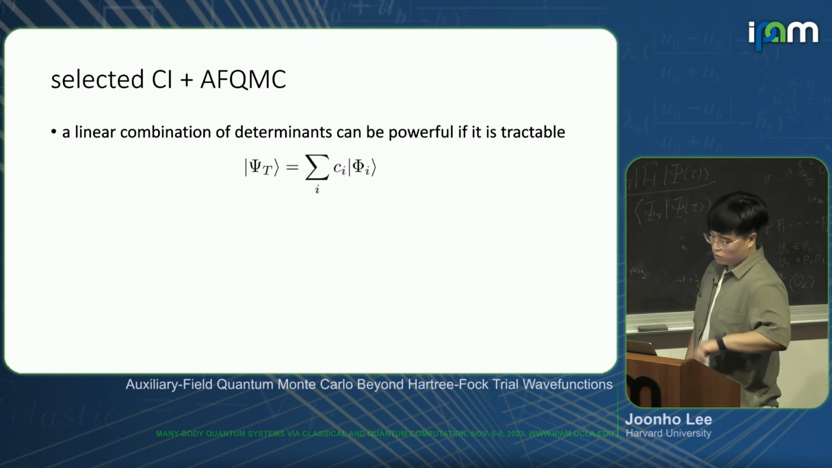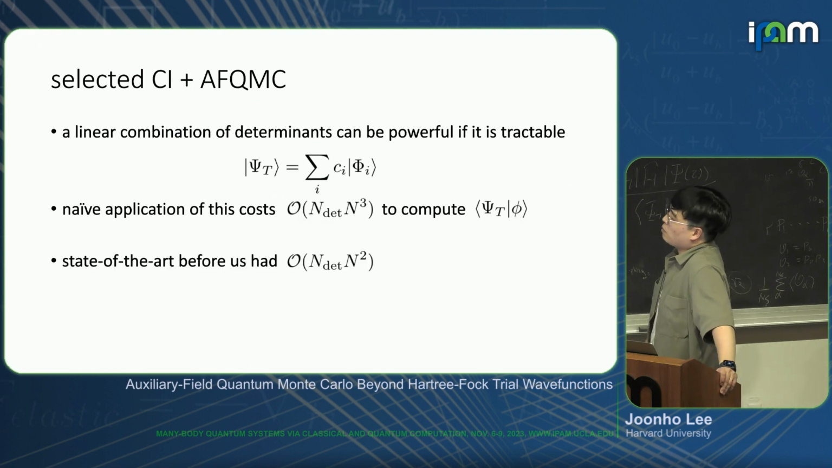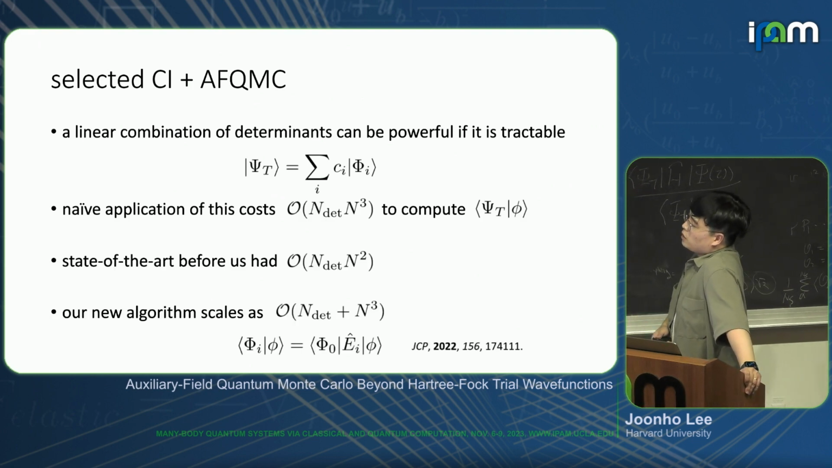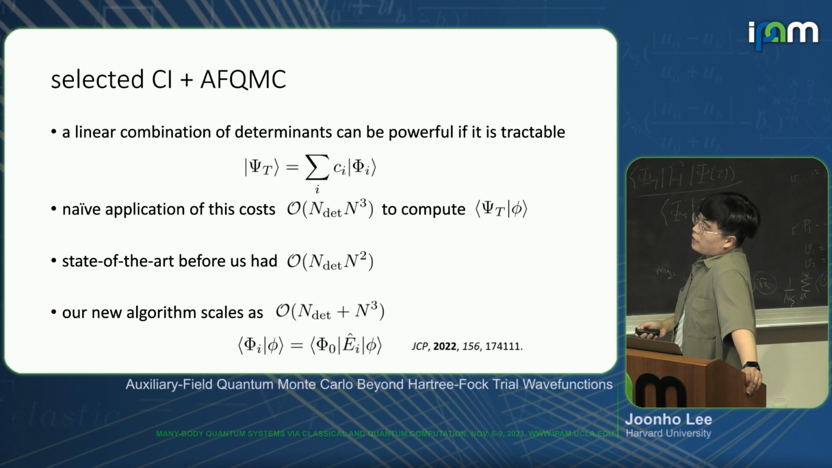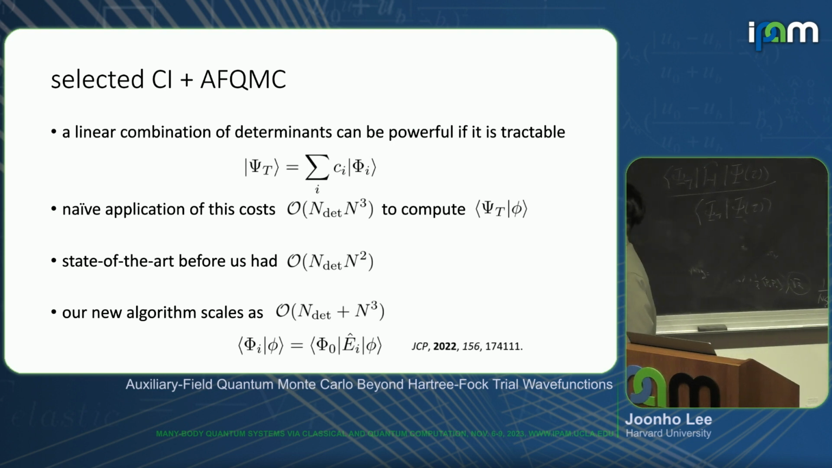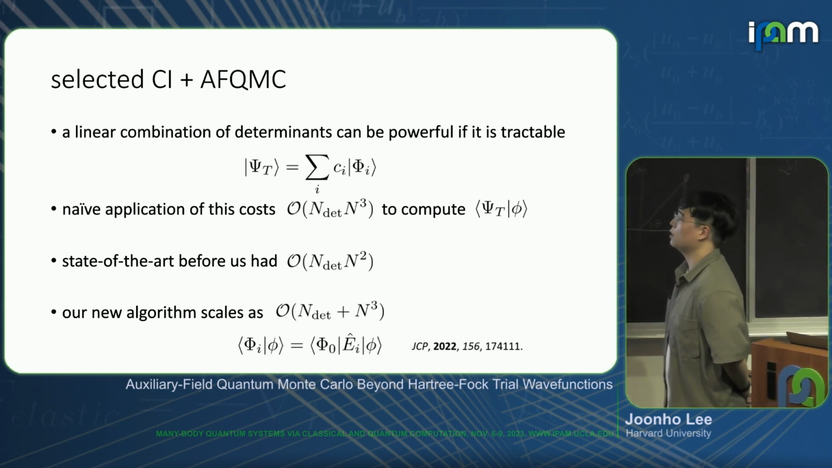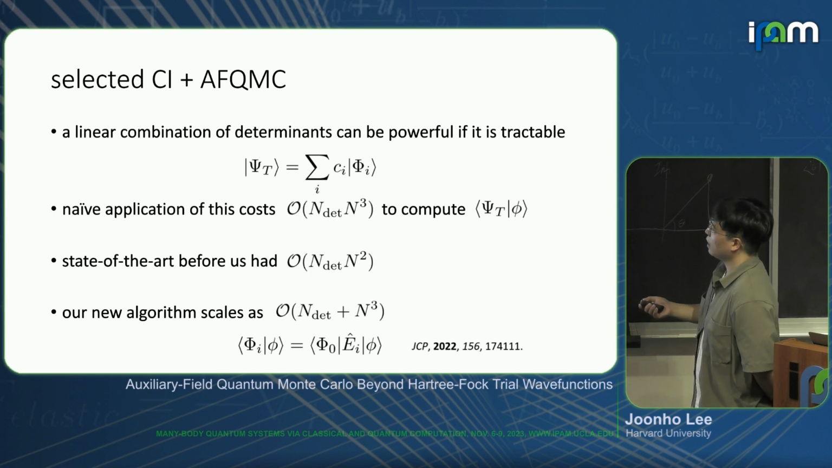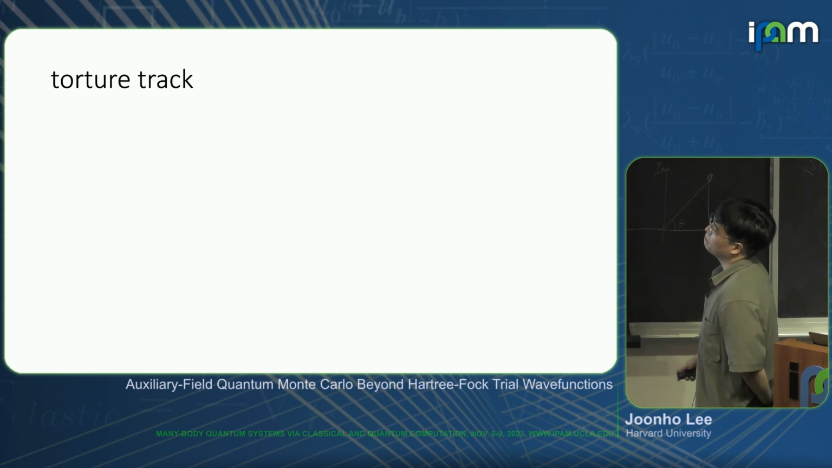So let me show you selected CI. I probably can skip all those. We had some algorithmic improvements to make the cost of evaluating the overlap n determinant plus n cubed. So if you have a list of determinants, you would think that I should have a scaling that goes with n determinant times n cubed, where n cubed is the cost of computing overlap between two Slater determinants. So we've decoupled that. That would be the naive algorithm, but we've improved it all the way down to this.